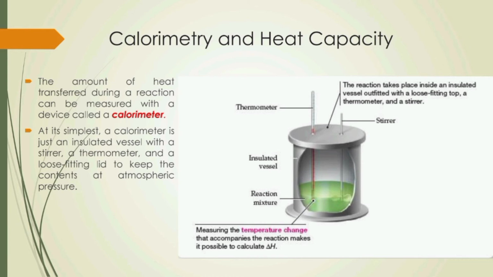So, the temperature measurement makes it possible to calculate the enthalpy change. For example, delta H is calculated by this. And this type of calorimeter is usually used to measure the enthalpy change for reactions of salt dissolving in water, such as the reaction that occurs in hot packs and cold packs.